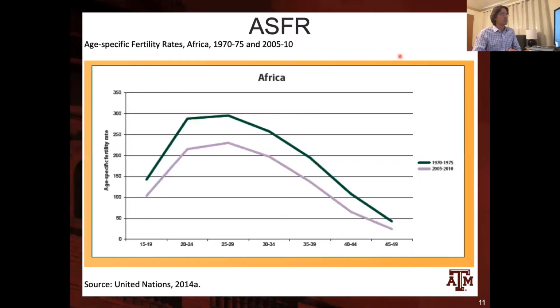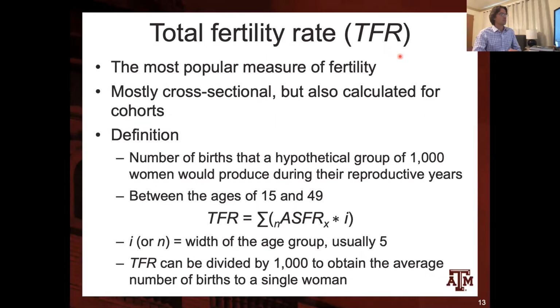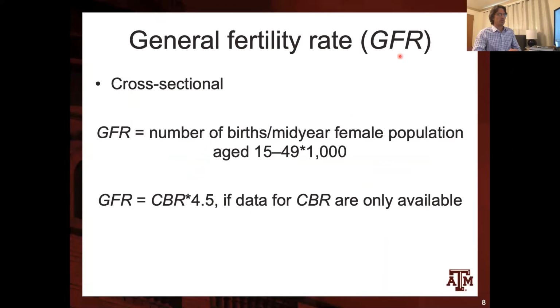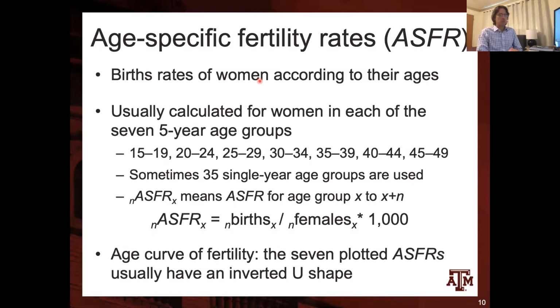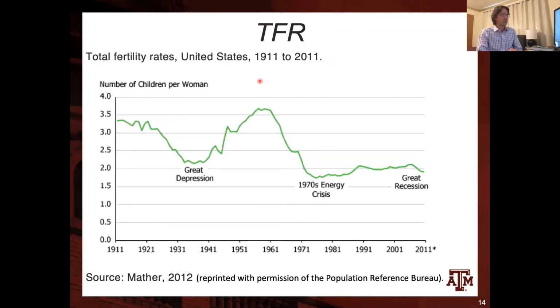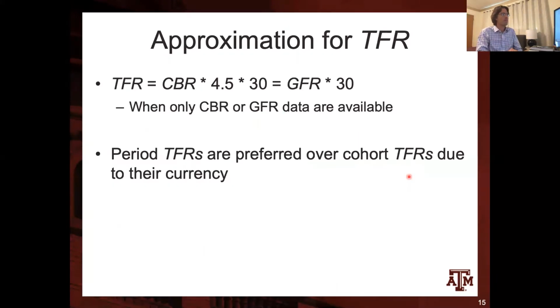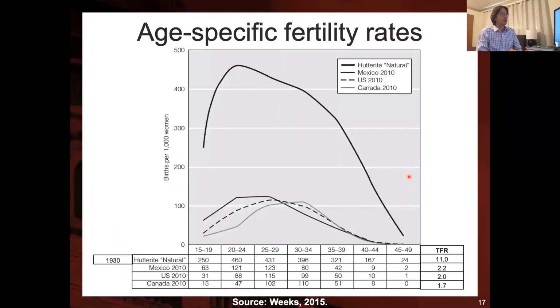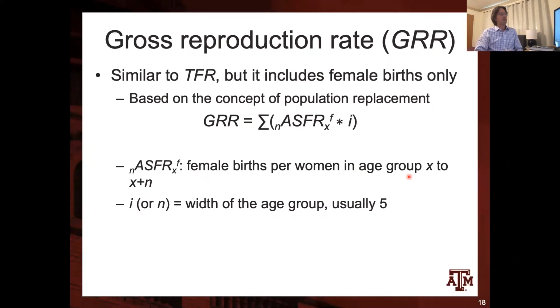We talked about the age-specific fertility rate and the total fertility rate, and then I showed how the total fertility rate is really associated with economic changes. In the case of the US, it's really clear how the economy is associated with and drives the levels of fertility. We talked about natural fertility, and then we stopped here on the gross reproduction rate.